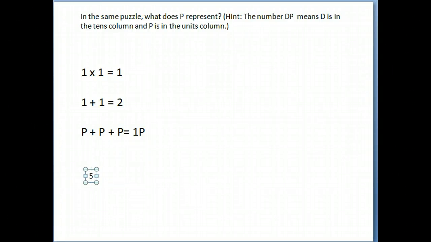Let's try 5. 5 plus 5 plus 5 equals 15. Hey, that works. Notice we have the same number added 3 times. That gives us a 1 on the front and that same number again. So P for this problem would have to be 5. Okay, so the purpose of this one was they just wanted you to use logic to work through a problem.